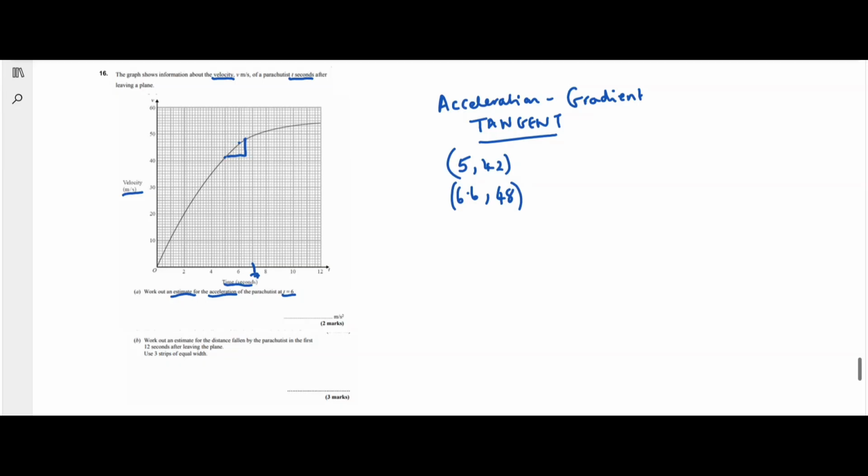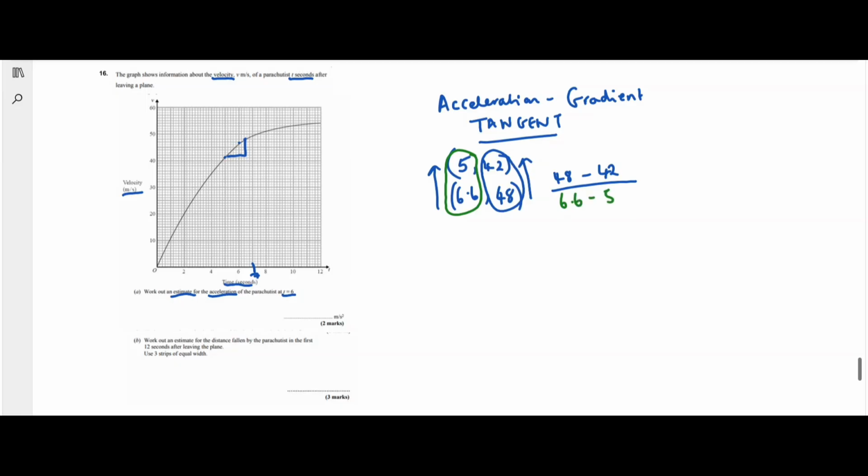And in order to find the gradient, I can use what I've used with my previous question. It's just the difference between your y coordinates divided by the difference between your x coordinates. And again, whichever direction you go, make sure you go the same direction. The bigger numbers are on the bottom, so I'm going to subtract upwards for both. So for y, I'm going to do 48 minus 42, because they're my y coordinates. They come second, and then for x, I'll do that in green. I'm going to do 6.6 minus 5.